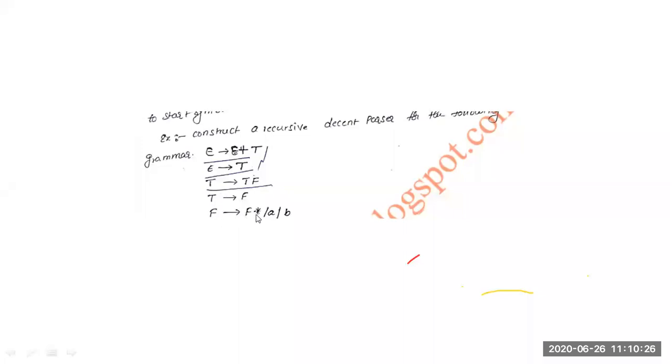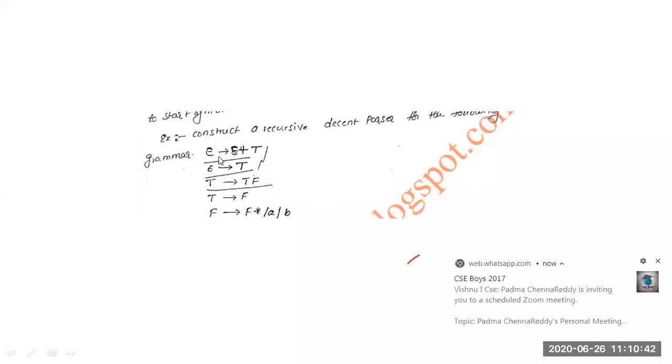T implies F. You are noting down, right? Whether it is a left recursive grammar or not. Clearly it is a left recursive grammar, because E implies E, the left and right are the same. T implies T, F implies F. There are three left recursive production rules here.